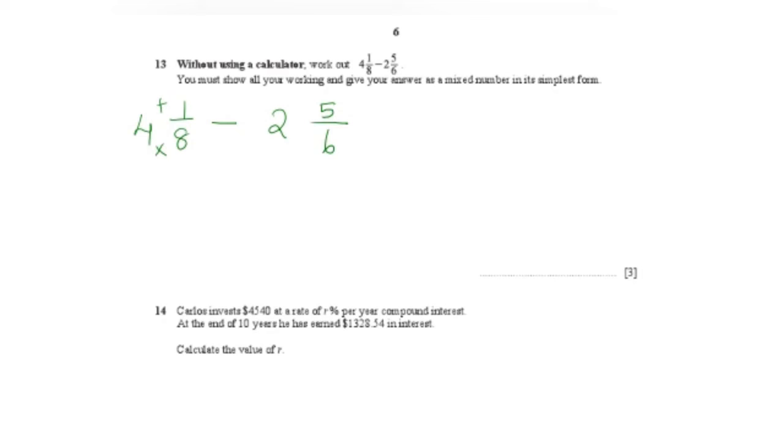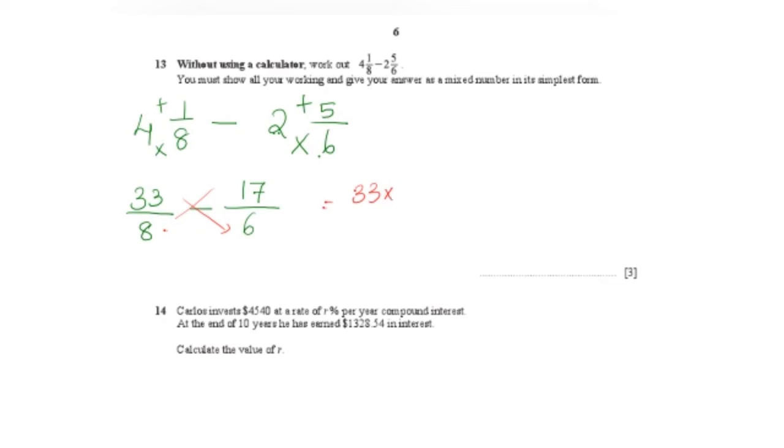4 times 8 plus 1, 33 over 8. The denominator stays the same. Minus. Here also we do the same. We multiply the whole number with the denominator and add it with the numerator to get the numerator of our improper fraction. So 6 2s are 12, 12 plus 5 is 17. So 17 by 6, the denominator stays the same. Now here either you can cross multiply or make the denominator the same. So I am going to cross multiply.